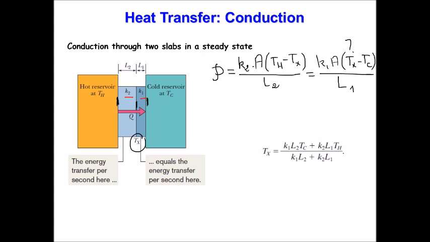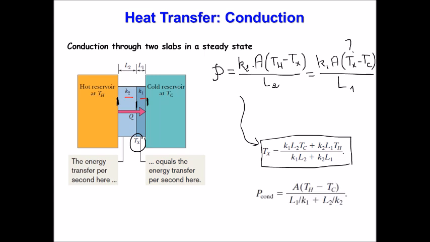If you solve this for Tx, you get this formula. If you plug this into the power, you will get this one: area times Th minus Tc, the total difference in temperature, divided by L1 over K1 plus L2 over K2. That's the formula that we use when we have two slabs.